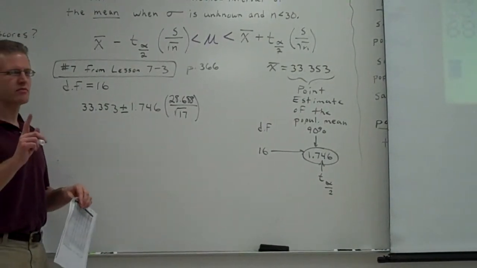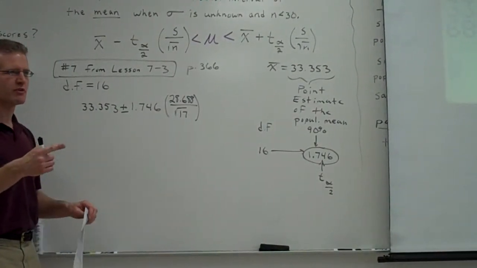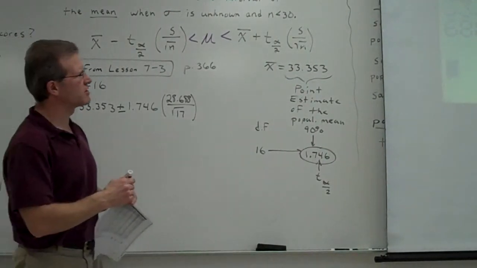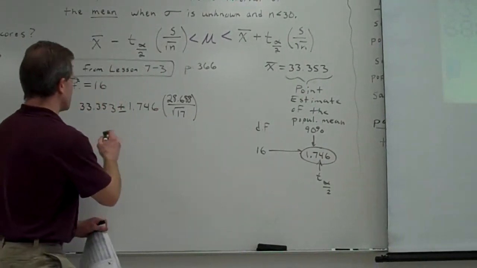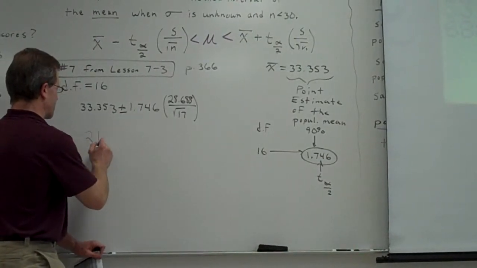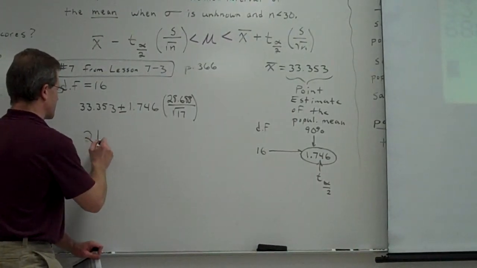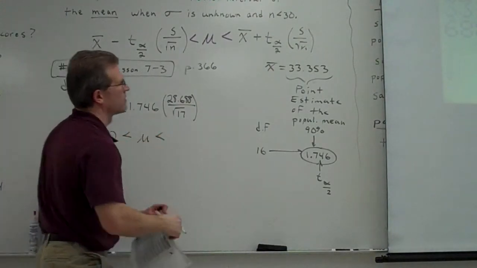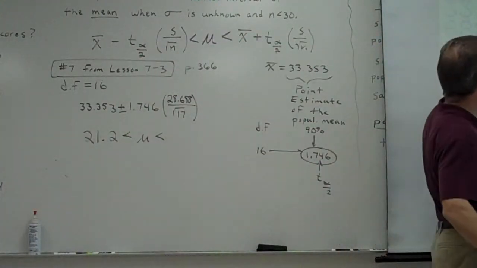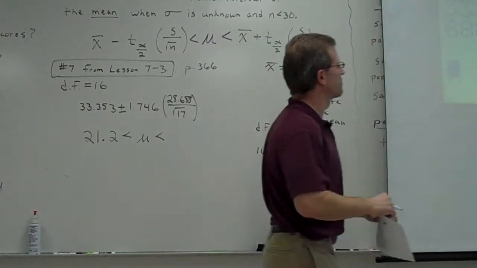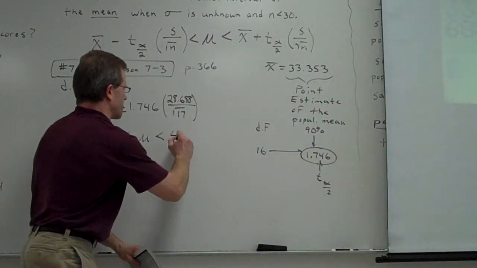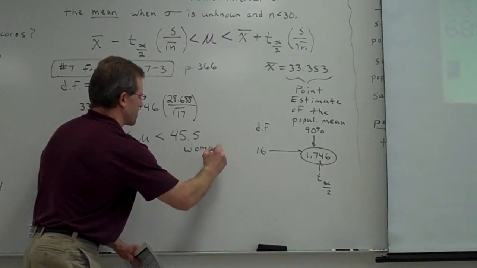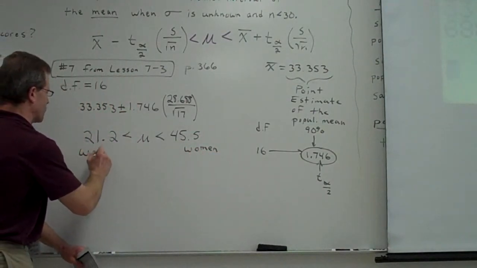You go one more decimal place than your raw data. So the raw data was to whole numbers, so I'm going to round these numbers to the nearest tenth. So 21.2 is less than the mean, right here, which is less than 45.5. Label on this would be women. Women legislators.